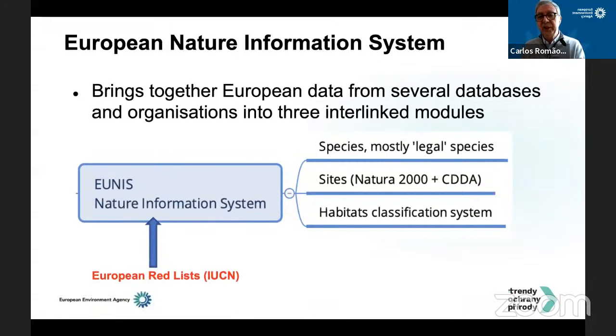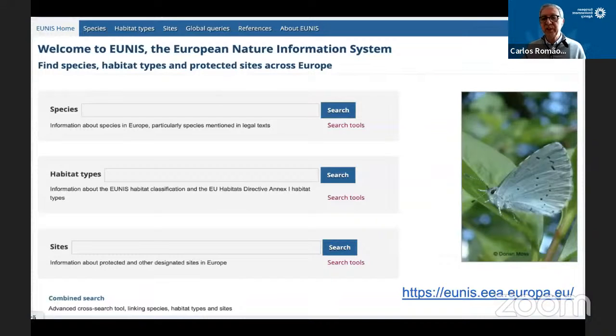We also incorporate in EUNIS the data that is collected under the European Red List made by IUCN. And you may know that in the past, the European Commission has been financing the production of EU red lists and European red lists. And this information is also brought together in this EUNIS system. And this is just the homepage of EUNIS, where we can make searches for both species or habitat sites, but there are also some already made queries that can bring together the information of these three different modules.